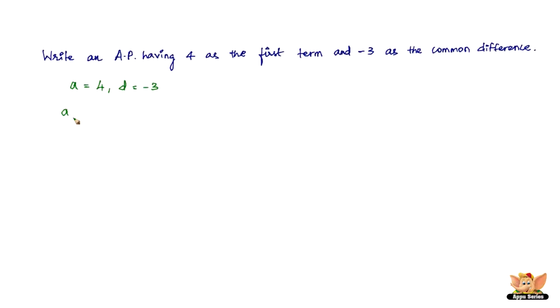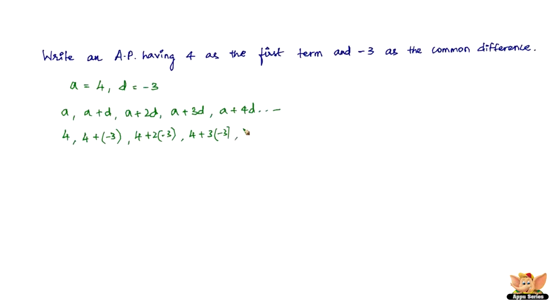So the AP is going to be like this: A, comma, A plus D, comma, A plus 2 times D, comma, A plus 3 times D, comma, A plus 4 times D, and so on. So we just have to substitute the numbers here. So A is 4, so comma 4 plus negative 3, comma 4 plus 2 times negative 3, comma 4 plus 3 times negative 3, comma 4 plus 4 times negative 3, and so on.